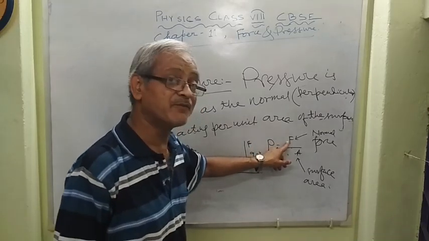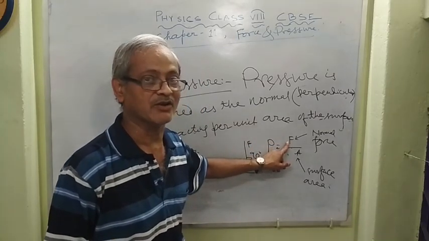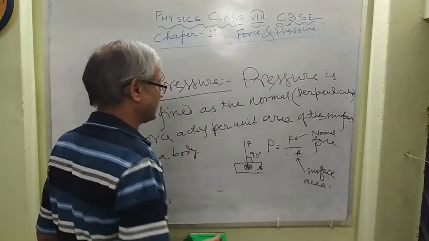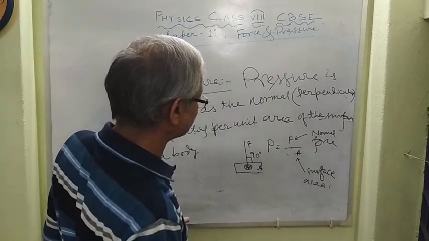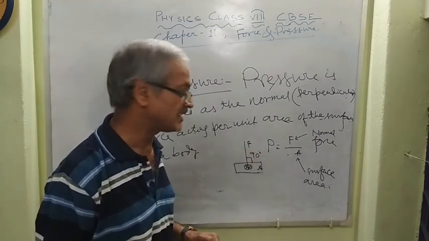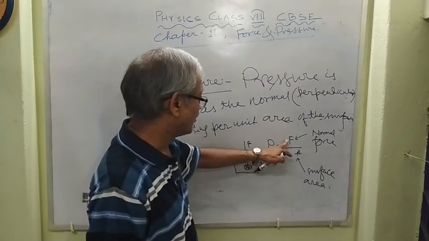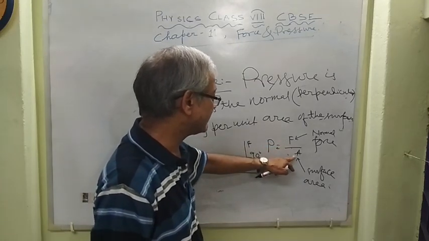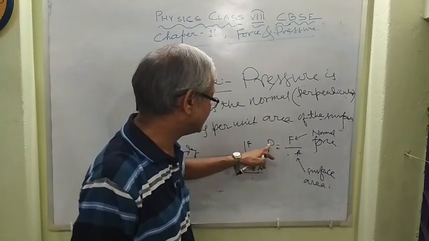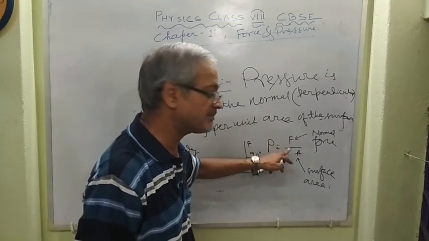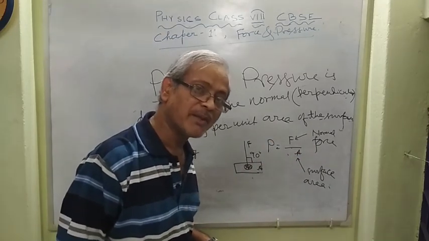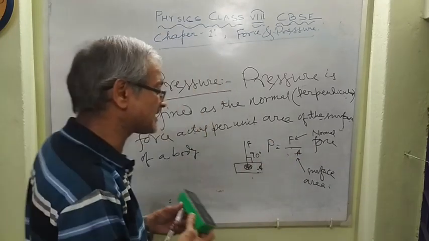In this case, the only force is normal, that is, perpendicular to the surface. Its unit in the SI system is Pascal or Newton per meter square. If 1 Newton of normal force acts on 1 meter square of surface area, then the pressure is defined as 1 Newton per meter square, or it is written as Pascal.